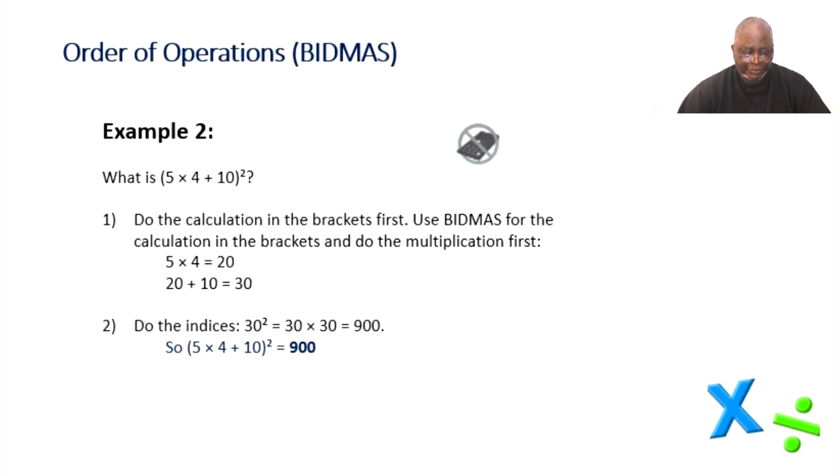And then you do the indices. So it's equal to 30 times 30, which is equal to 900. So the original sum, open brackets 5 times 4 plus 10 close brackets squared, is equal to 900.